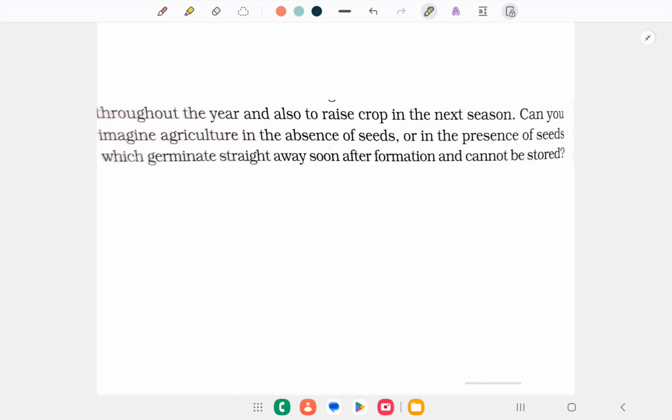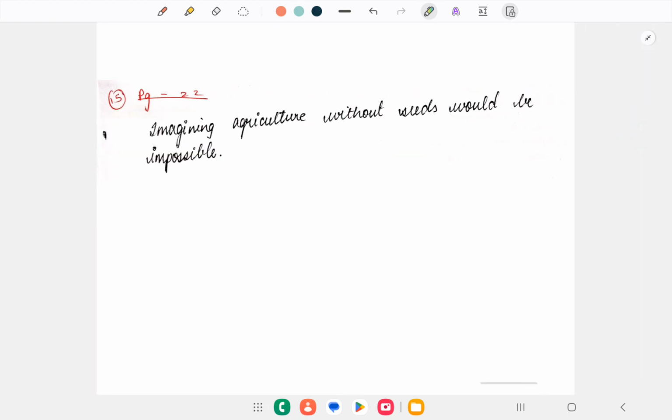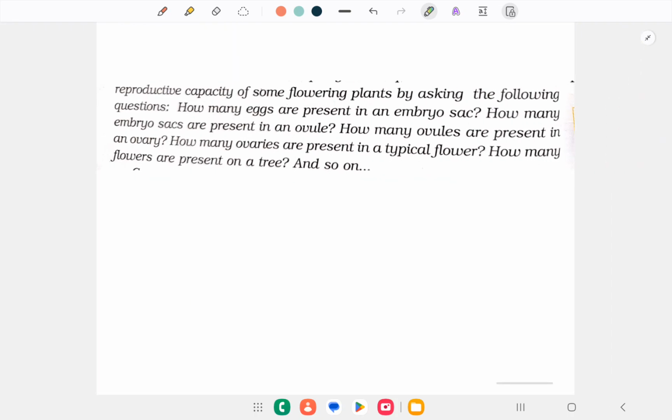Moving on to the next question, page number 22, that is, can we imagine agriculture in the absence of seeds? Seeds are actually like storing the whole plant in a small round structure. So we cannot imagine agriculture without seeds. Moving on to the next question on page number 22 itself, that is, how many eggs are present in the embryo sac?